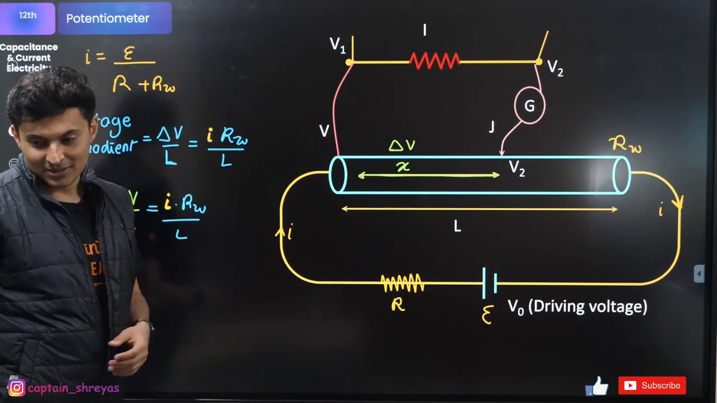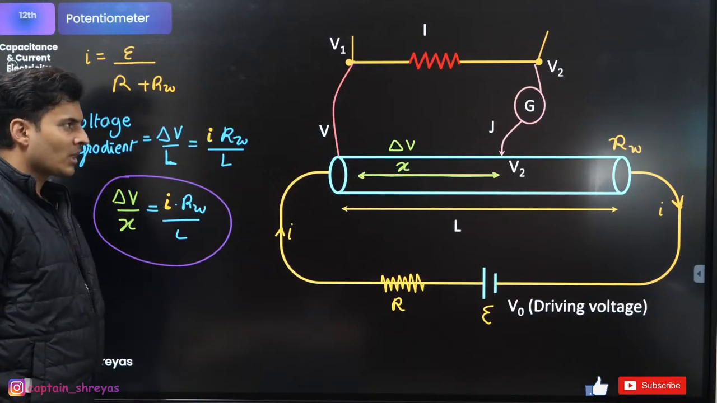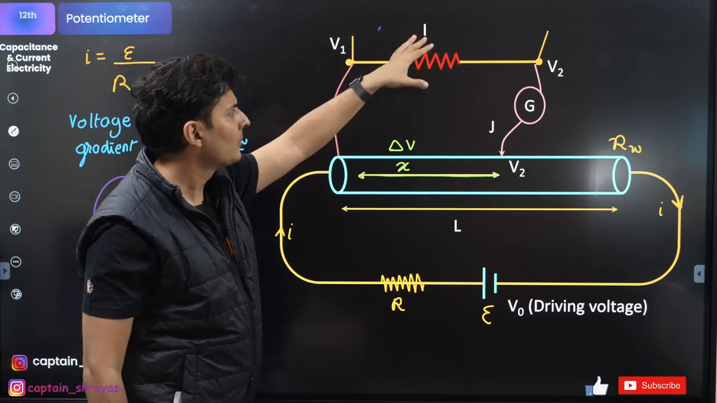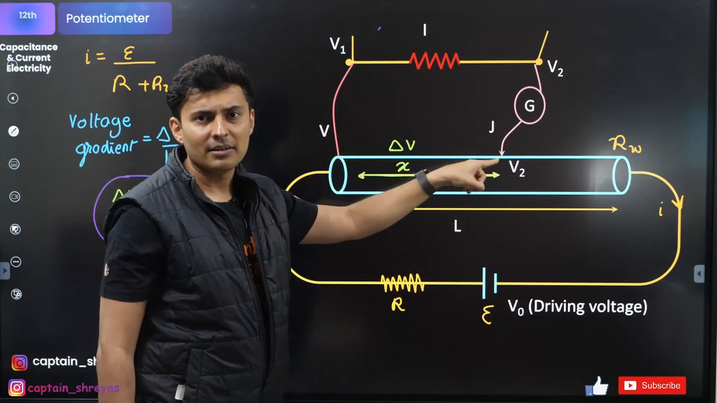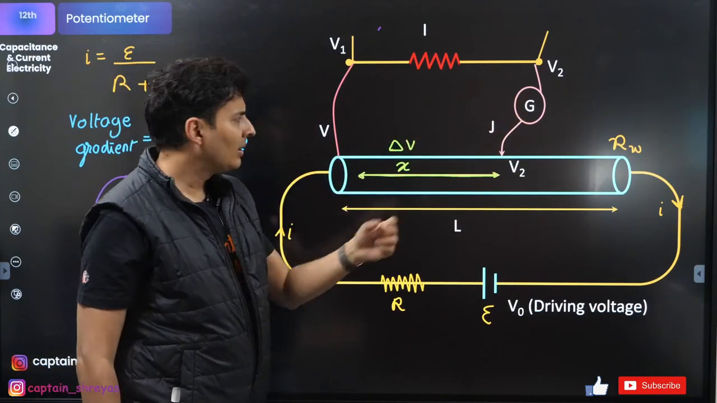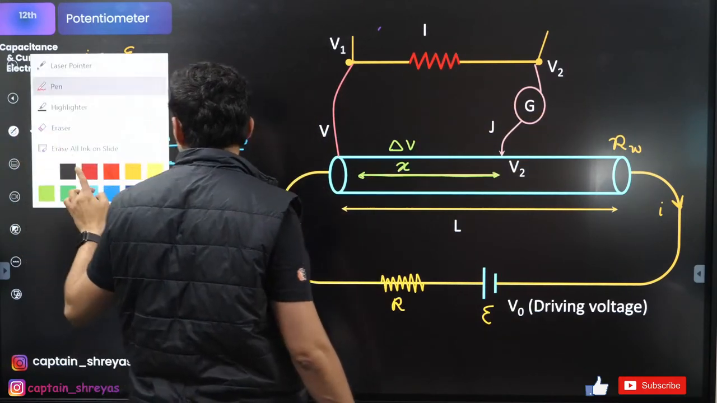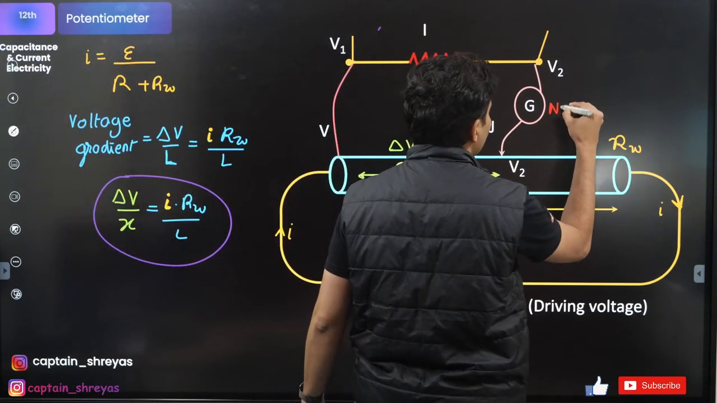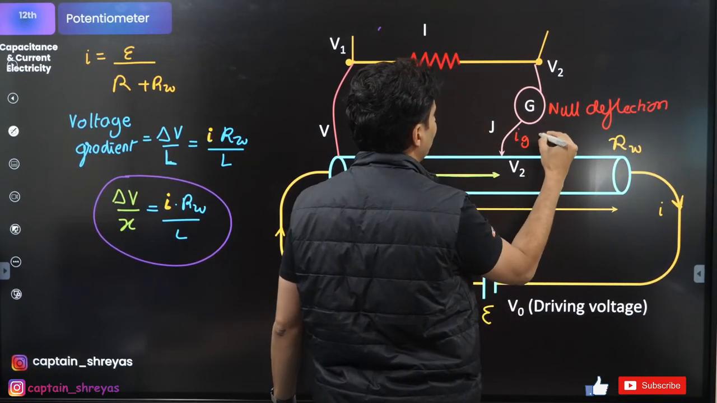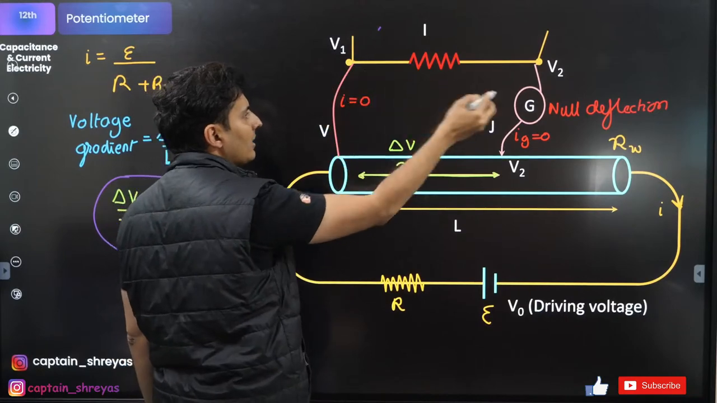Now, what is the advantage of this? Observe carefully. This is the most important formula I got. Imagine I have some random circuit, with some device: fan, washing machine, TV, whatever. I take one wire here and another wire here, connected to this potentiometer primary driving circuit, and I connect it to a galvanometer. I adjust this point to such a location that the galvanometer does not deflect. Very, very important: null deflection. If there is null deflection, that means the current through the galvanometer is zero. If no current is coming in, no current is going out, so there is no current here either.